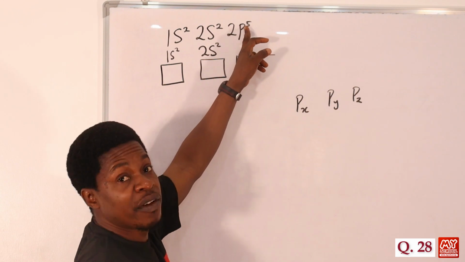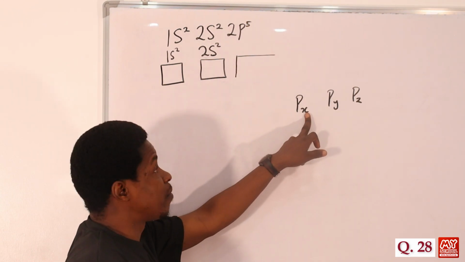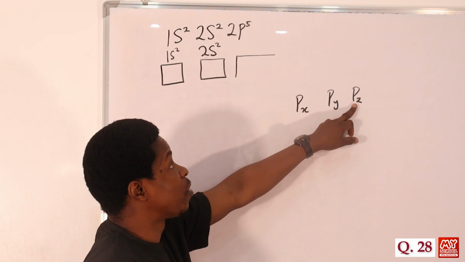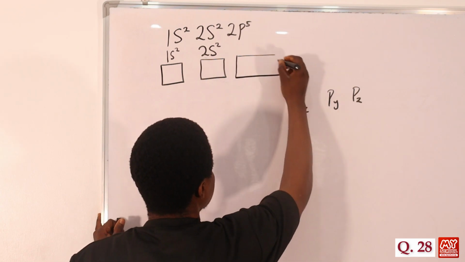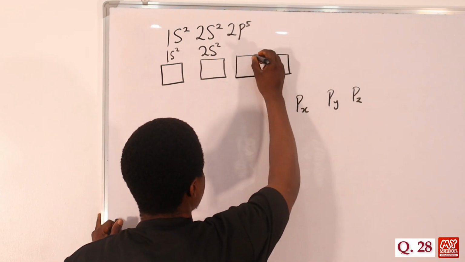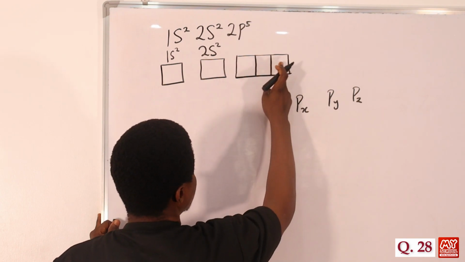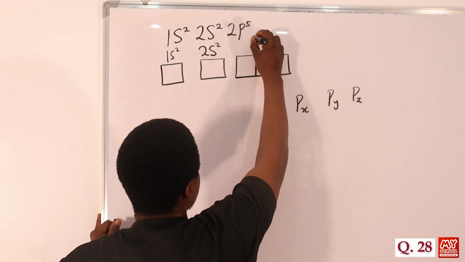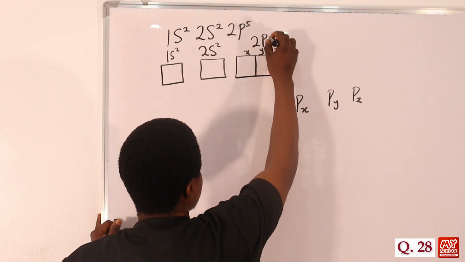But for this element we have 5 here. Nonetheless, we have px, py, pz for the p orbital. So that means we are going to have 3 of that. We have 1, 2, 3. So this is 2px, 2py, 2pz. Of course, this is 2p5.